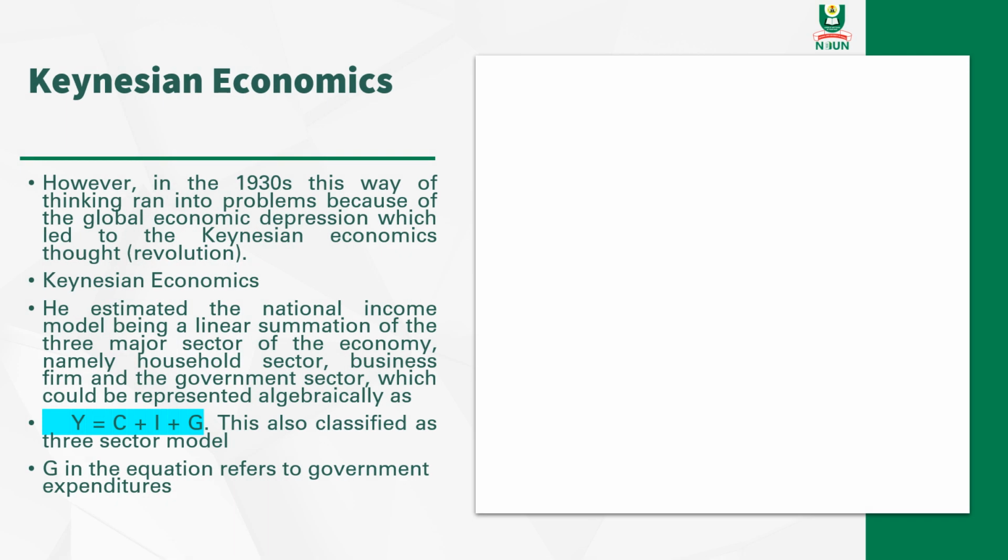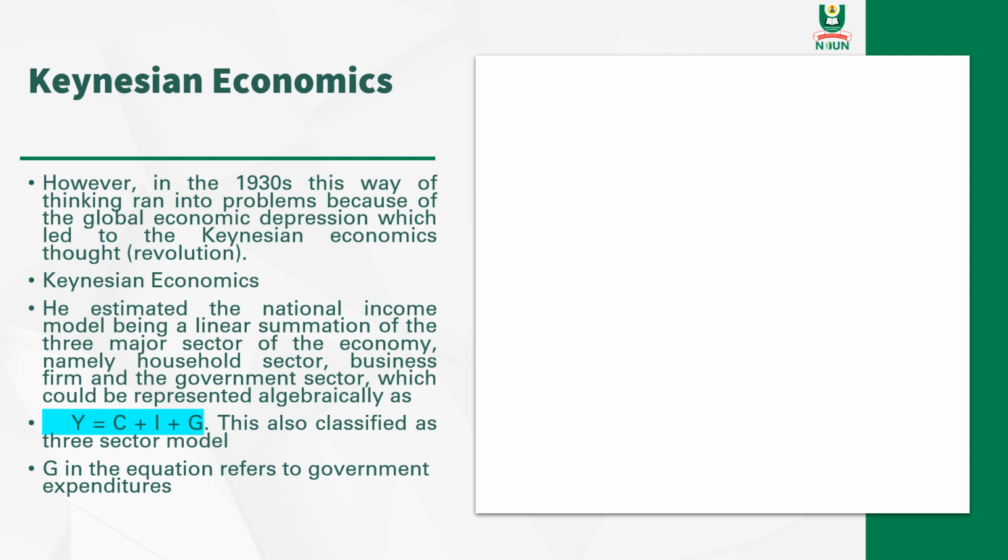This occurred because in the 1930s, this way of thinking about the national income coming from two sectors or three sectors became a thought that was not really welcome anymore after the global economic depression. And so the Keynesians believed that the national income model, being a linear summation of the three major sectors of the economy, namely the household sector, the business sector, and the government, which could be represented algebraically like we have seen below, is the best way to go.